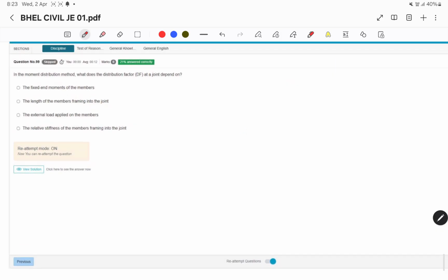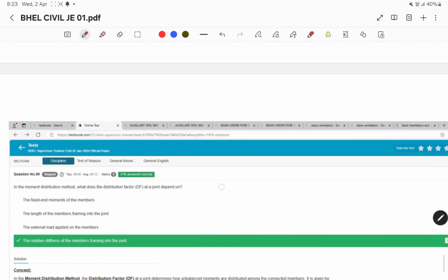अगला क्वेश्चन देखते हैं. In the moment distribution method, what does the distribution factor at a joint depend on? The relative stiffness of the members forming the joint. सही है चौथा.